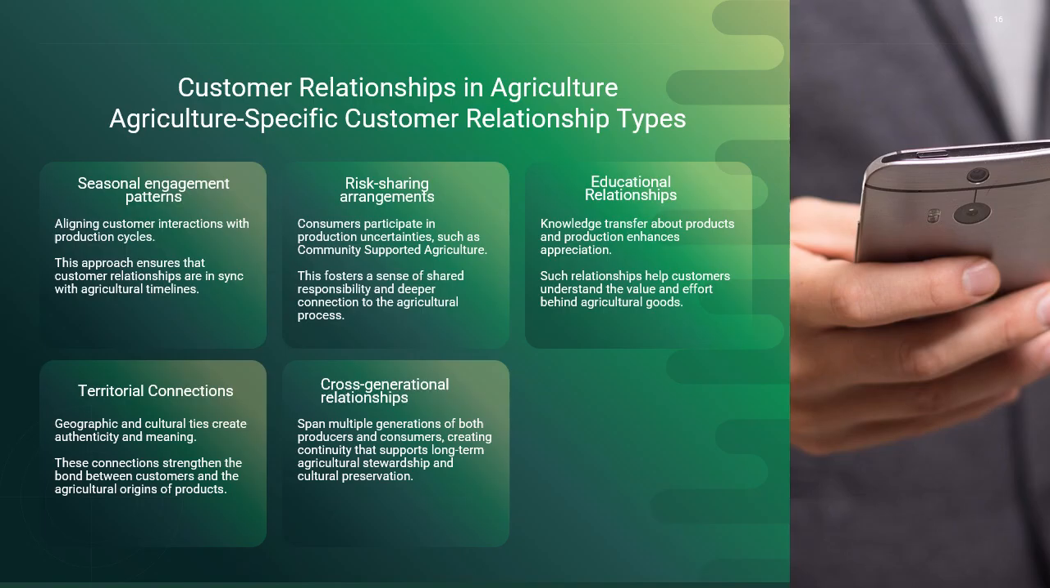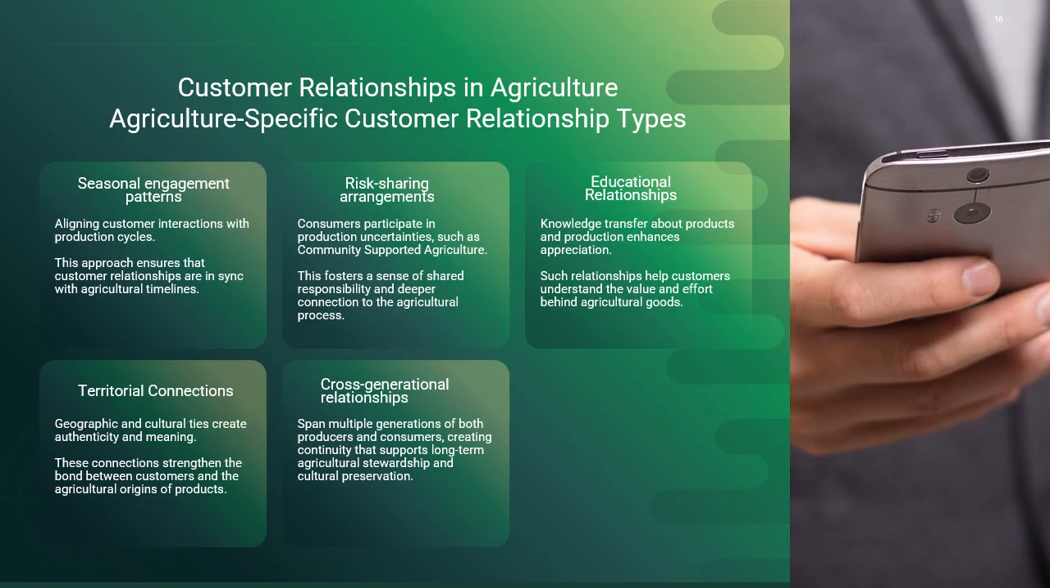Risk sharing arrangements involve consumers participating in production uncertainties, as exemplified by community supported agriculture. This fosters a sense of shared responsibility and deeper connection to the agricultural process. CSA members pay in advance for shares of whatever the season produces, sharing both the abundance of good years and the shortages of challenging seasons. This risk sharing creates financial stability for farms while establishing deeper customer commitment based on mutual support rather than transactional exchange.